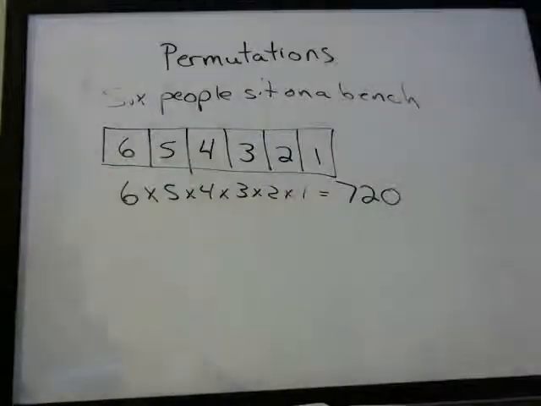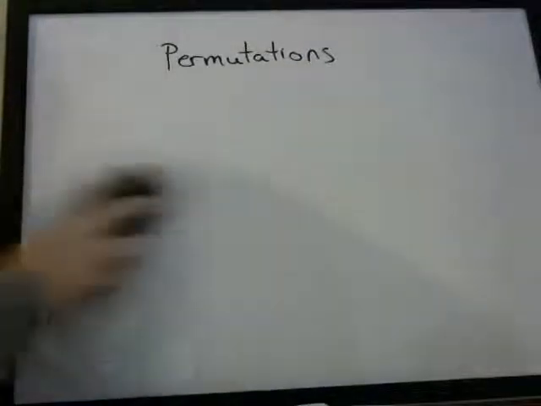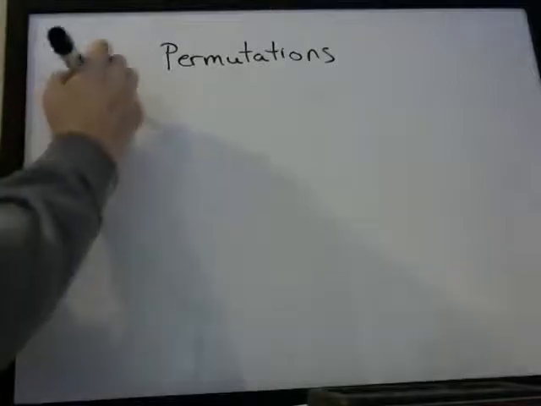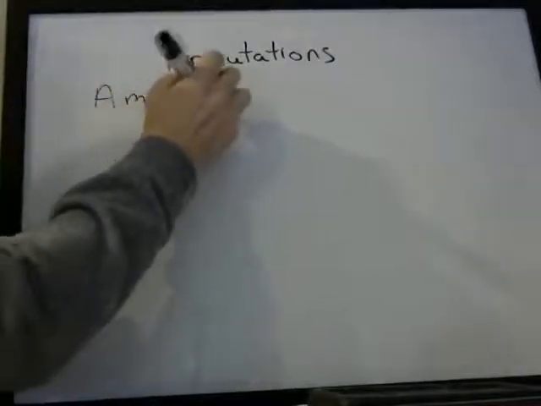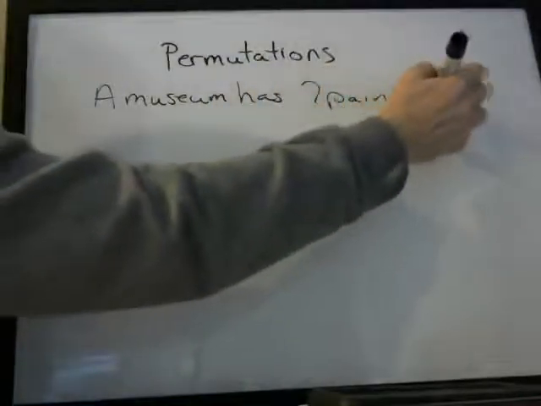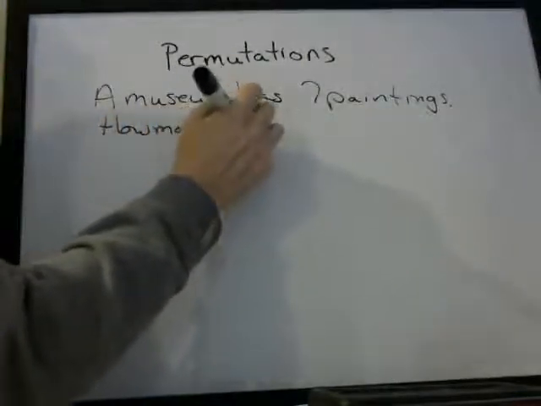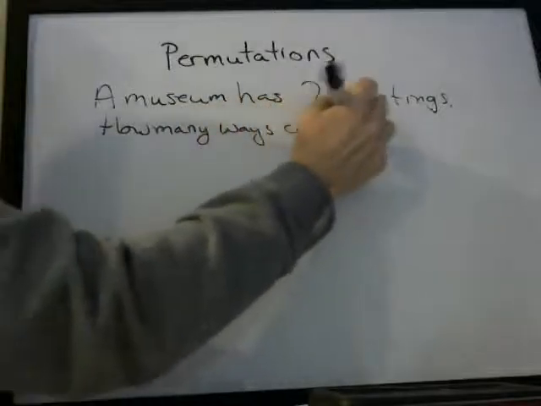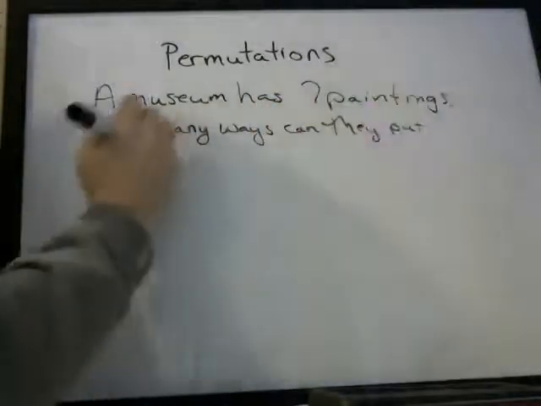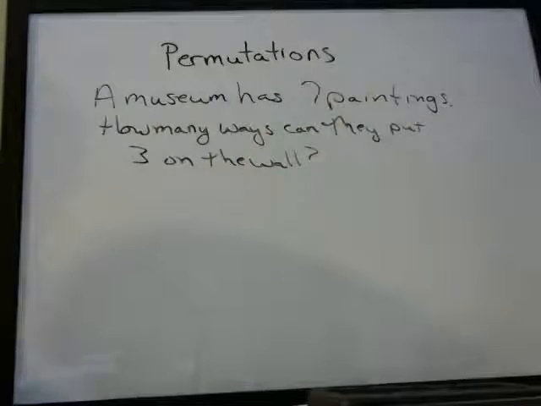Now, let's do one that has a little bit of a twist on that, where it's not everyone that's included. So let's say a museum has 7 paintings. How many ways can they put 3 of them on the wall? So they have 7 paintings, and they want to hang 3 of them.